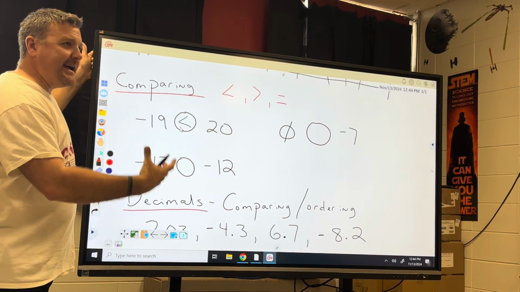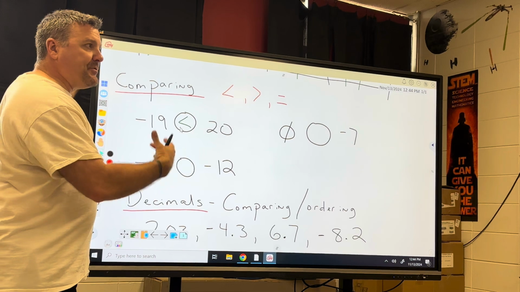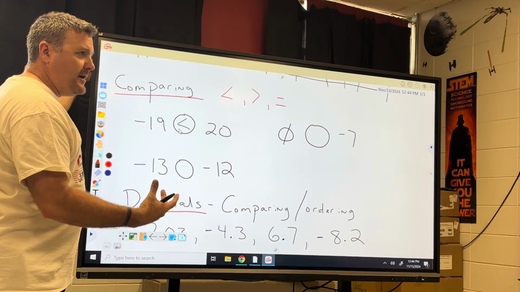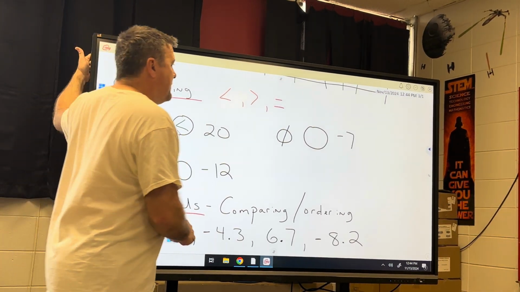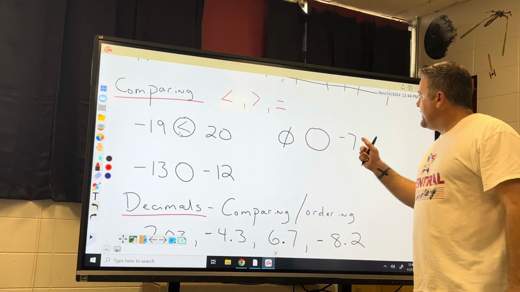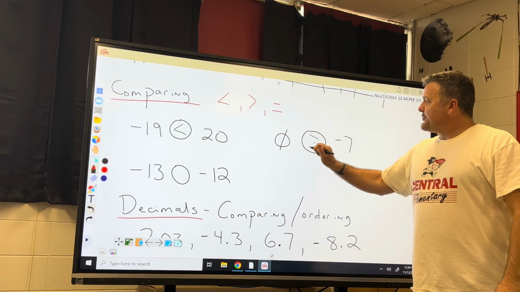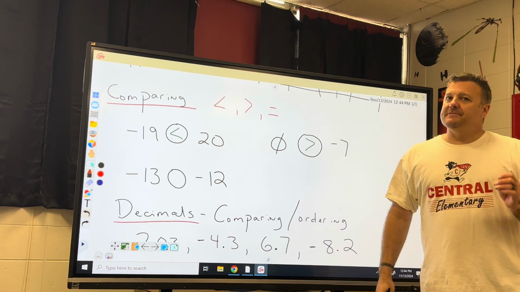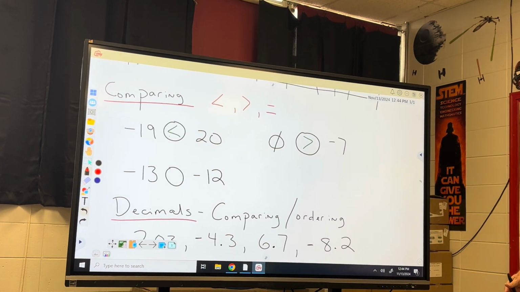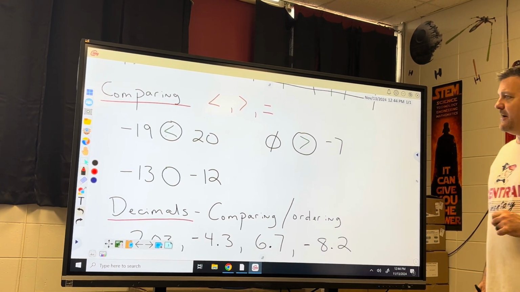You need to be able to say the actual phrase. Read what the problem is actually saying. Not, oh, the alligator eats the bigger number. No. Right here, 0 and -7. 0 is greater than -7. And that is very important, especially when we start looking at inequalities and solving inequalities.